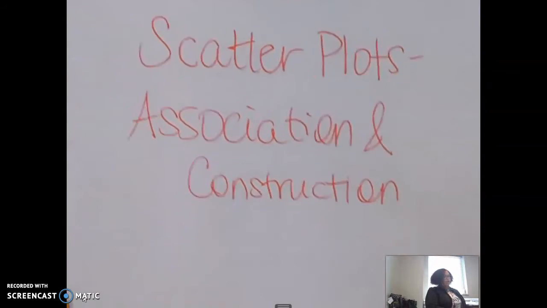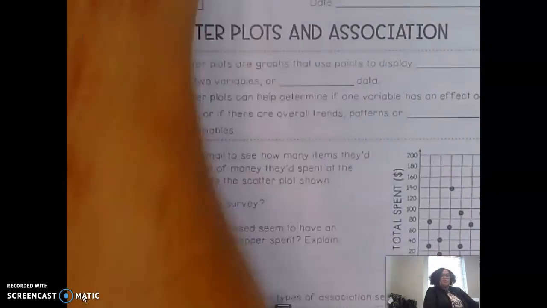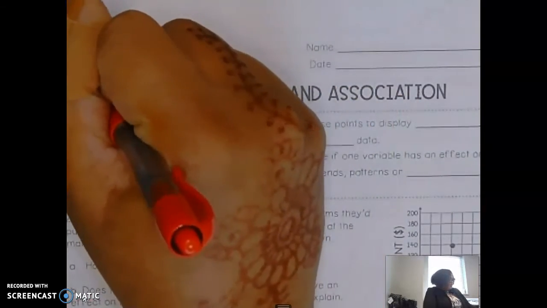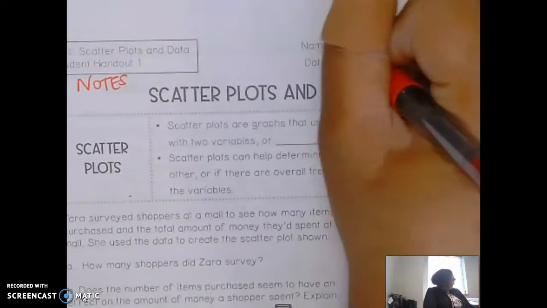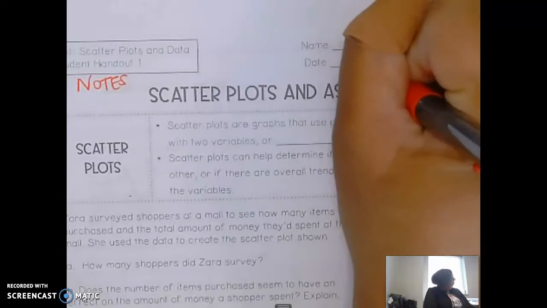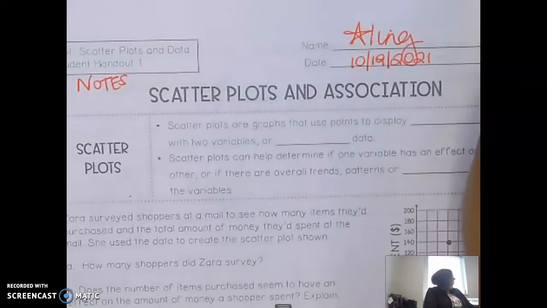So for starters, let's address scatter plots and association. These are notes. They go in your notebook. They should be glued in. And I'm Miss Starling. It's October 19th, 2021. And this is for all my 8th grade periods. So that's 2, 5, and 7.